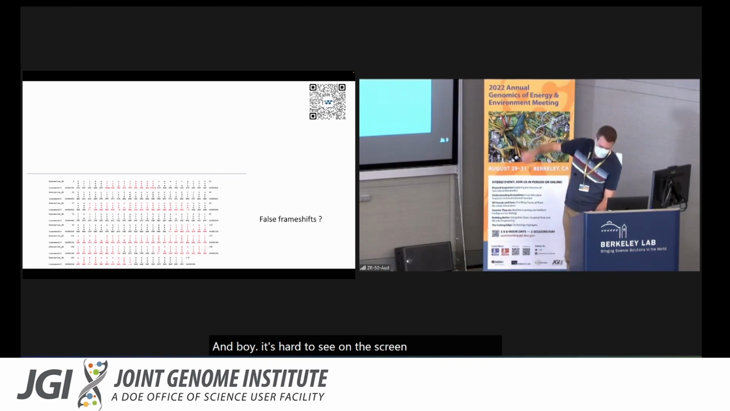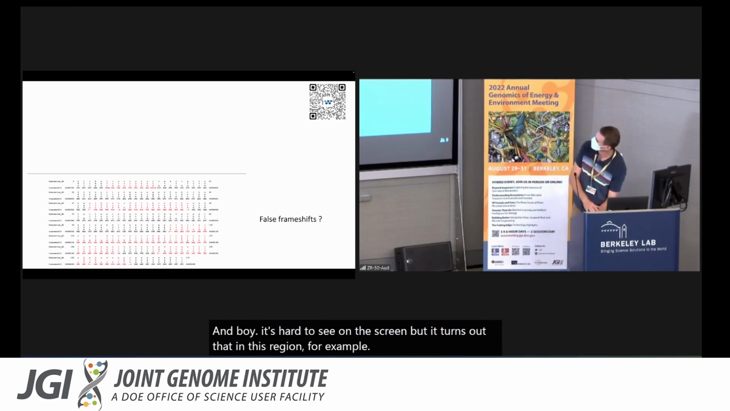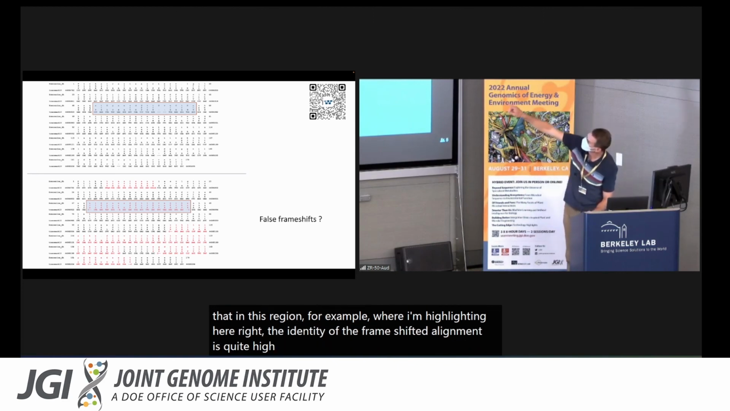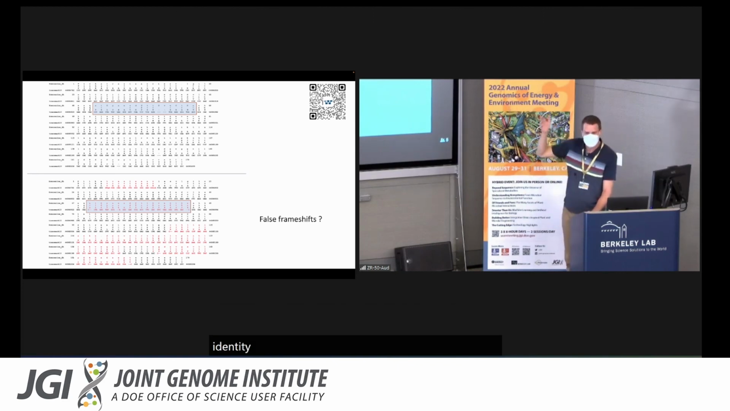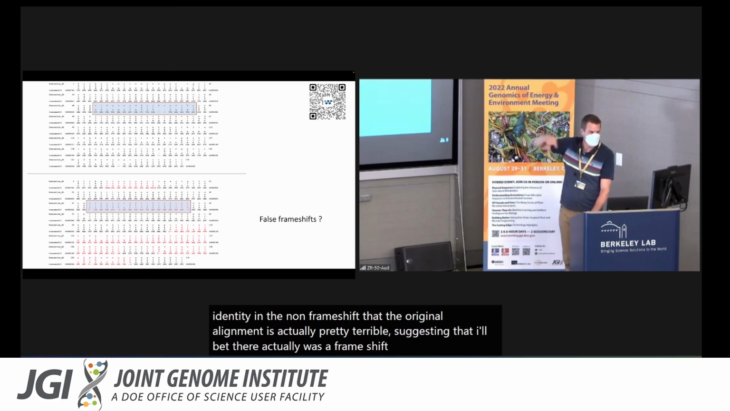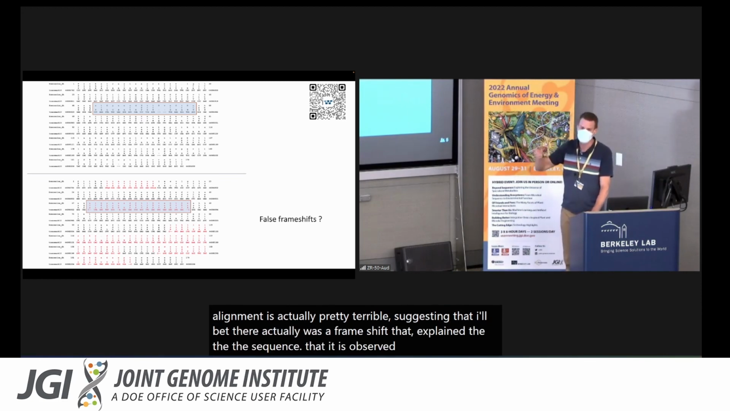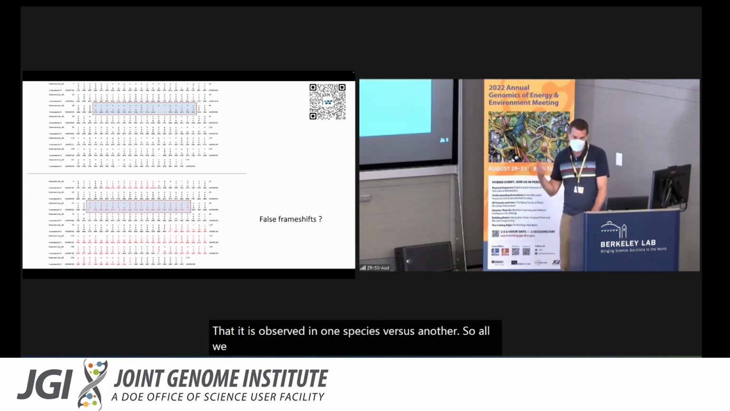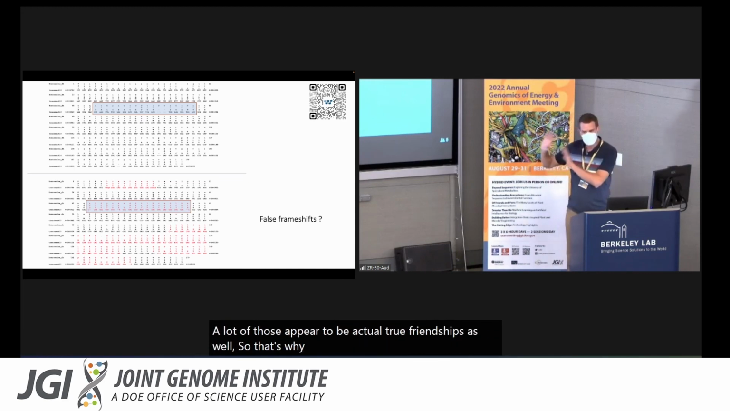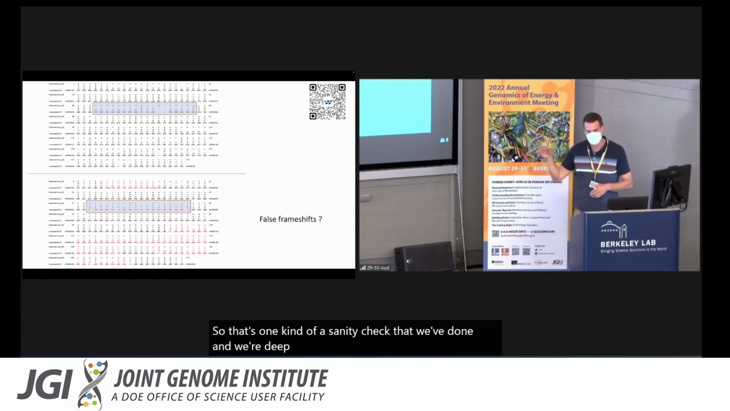But it turns out that in this region, for example, where I'm highlighting here, the identity of the frameshifted alignment is quite high, and the corresponding identity in the non-frameshifted, the original alignment, is actually pretty terrible, suggesting that I'll bet there actually was a frameshift that explained the sequence that is observed in one species versus another. So although we have an occasional false frameshift in our benchmark, a lot of those appear to be actual true frameshifts as well. So that's one kind of a sanity check that we've done, and we're investigating this a little bit further.